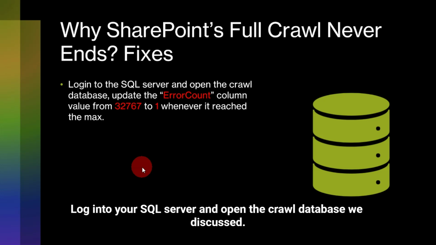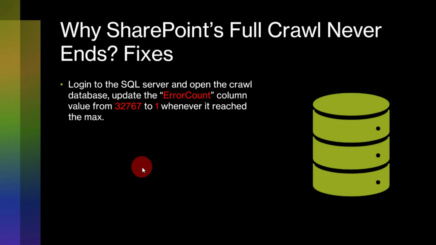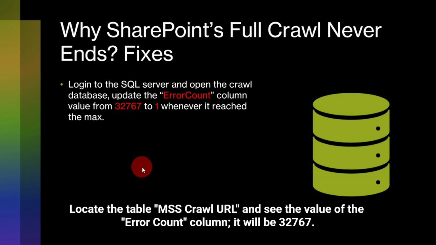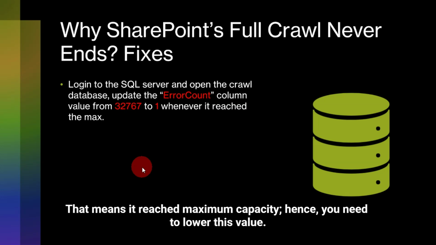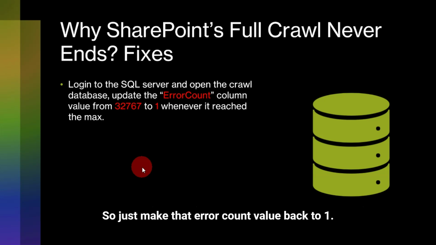Log into your SQL Server and open the crawl database we discussed. Locate the table MSSCrawlURL and see the value of the error count column. It will be 32,767. That means it reached maximum capacity. Hence, you need to lower this value. So just make that error count value back to 1.